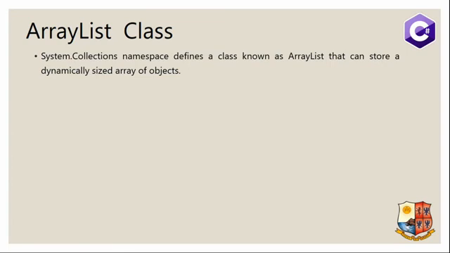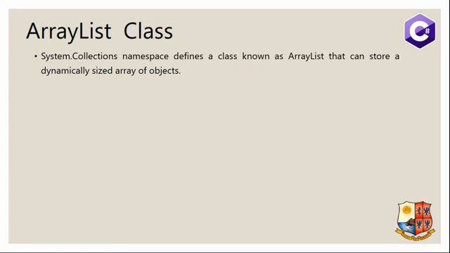It can store a dynamically sized array of objects. Please understand that is the difference between array and array list. Array is statically typed. Making a dynamic array is a little bit more complicated, but when it comes to array list, it's a dynamically sized array of objects.